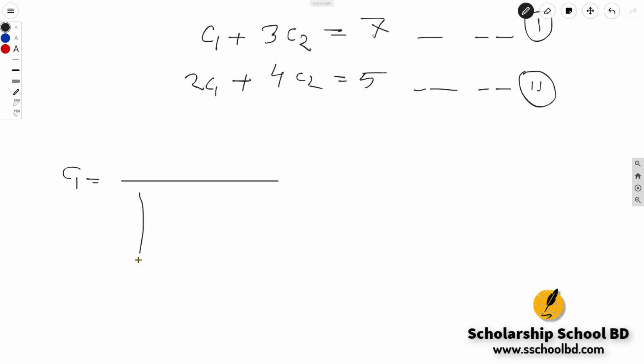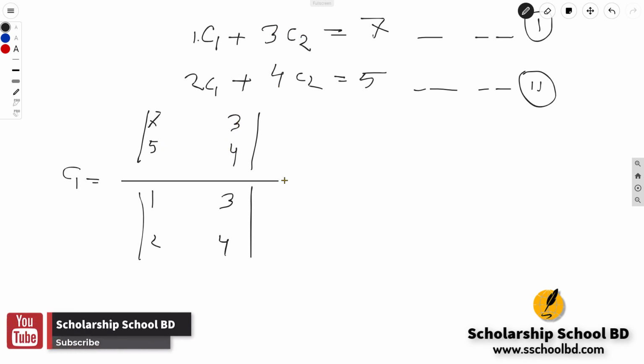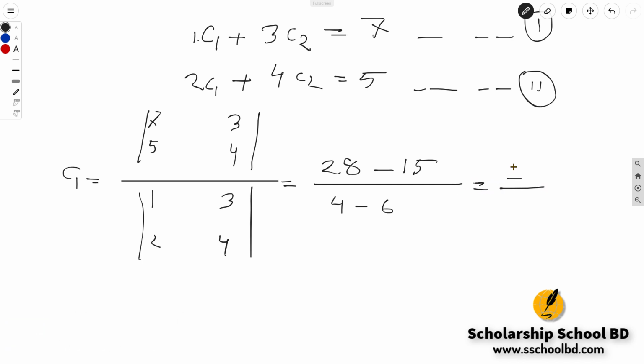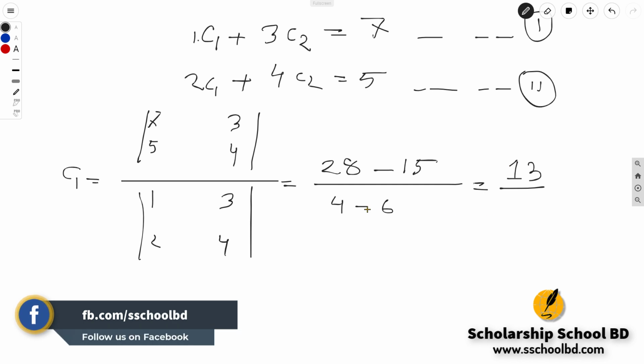So we are getting c1 here is actually 1, the coefficient is 1 here, and this is 2, and this is 3, and this is 4. And in the numerator matrix, we will get 7 and 5. So this C1 column is replaced by this 7 and 5. So I'm writing here 7 and 5. And then this second column, 3 and 4. And after simplification, we're going to get 28 minus 15. And then here we're getting 4 minus 6. That comes up to be 13 and that is minus 2. So we got the value of C1.